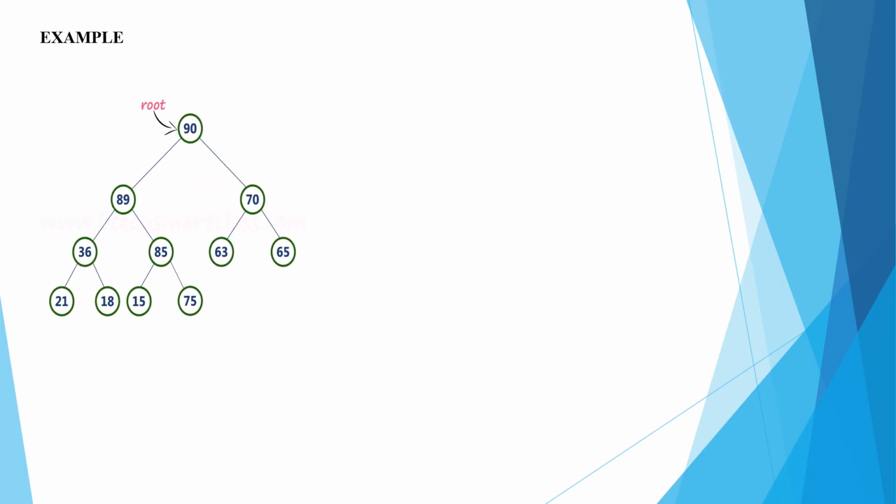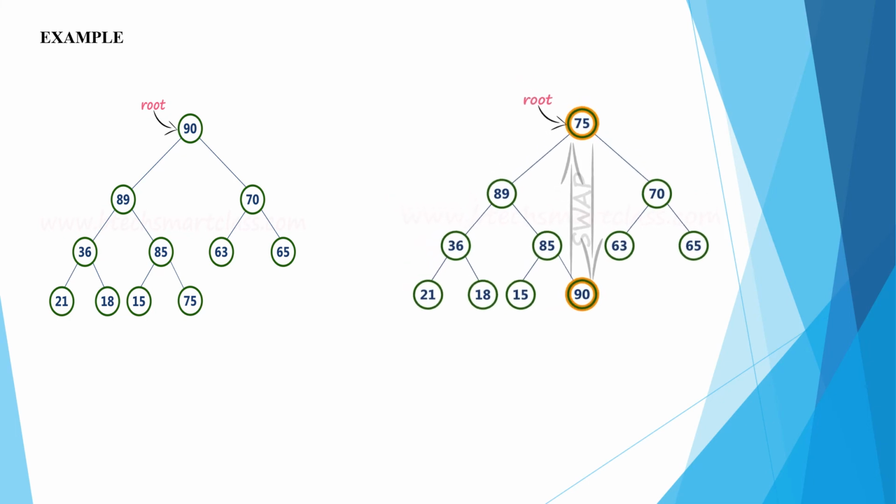Let us demonstrate the deletion of an element from a max heap with the help of an example. Consider the given max heap. In the given example, we have to delete the root node 90 from the max heap. And we have to swap the root. In order to do that, we have to swap the root node 90 with the last node 75. Now we have to delete the last node. Here the last node is 90. After deleting the node with the value 90 from the heap, the max heap is as follows.